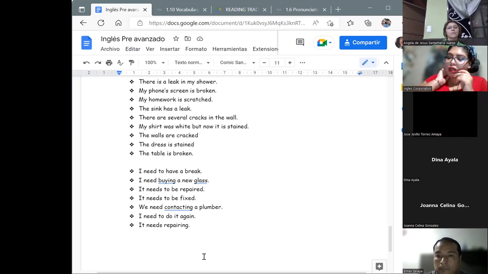And also we are going to see some examples using the gerund and keep, and also needs plus gerund and passive infinitive. But that's going to be the last part of this topic, that is the solutions or talking about problems. So let's see the information that I have for you and also the examples.